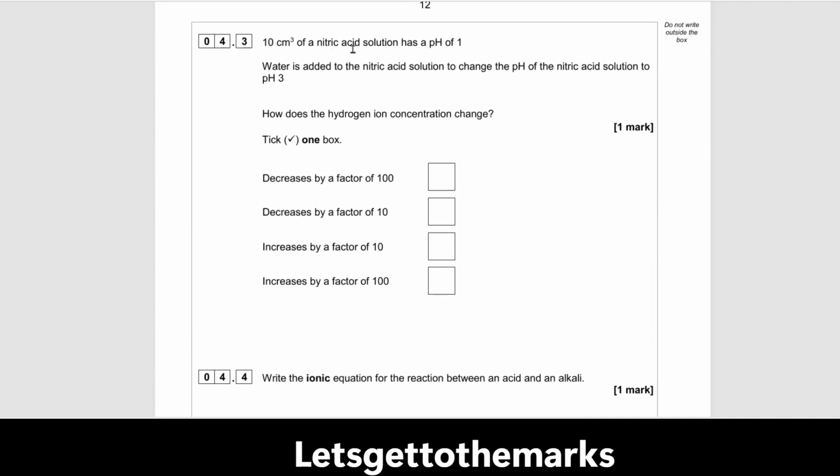4.3, 10 centimeter cubed of a nitric acid solution has a pH of 1. Water is added to the nitric acid solution to change the pH of the nitric acid solution to pH 3. How does the hydrogen ion concentration change? Why don't you pause the video, have a go?